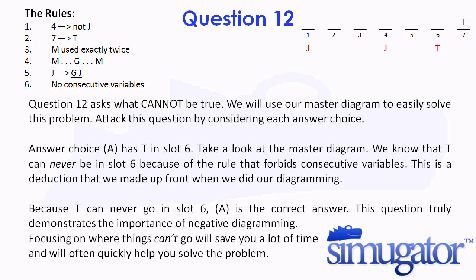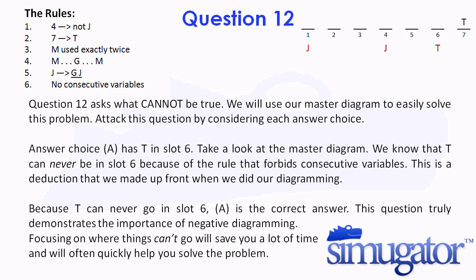Question 12 asks what cannot be true. We will use our master diagram to easily solve this problem. So attack this question by going through each answer choice. Answer choice A has T in slot 6. Take a look at the master diagram and our deductions. We know that T can never go into slot 6 because of the rule that forbids consecutive variables.